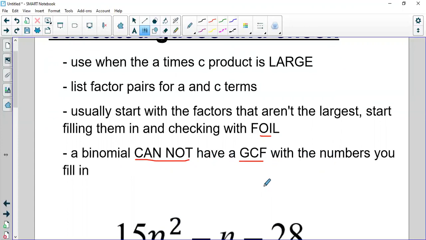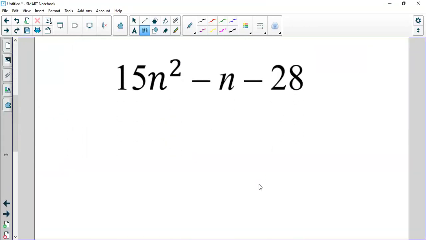Let's take a look at a couple. Here's one of the ones you did: 15n squared minus n, or minus 1n if you want to put a 1 there, minus 28. So I know I'm going to subtract to make 1 eventually. Well, if you were to do that a times c, whether you use either of the first two methods, you're multiplying 15 times 28, and that product is 420. I don't know about you, but I'm not a big factors of 420 kind of person. So I'm not going to use either of the first methods. I'm going to start guessing and checking.